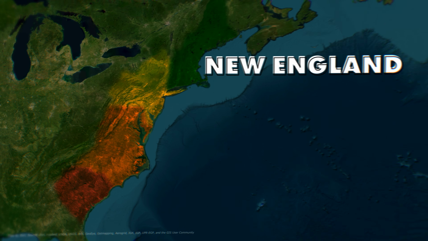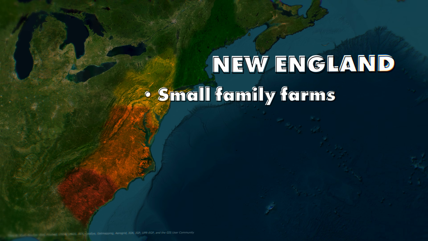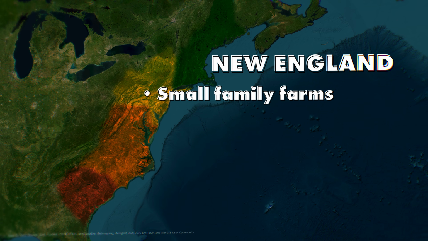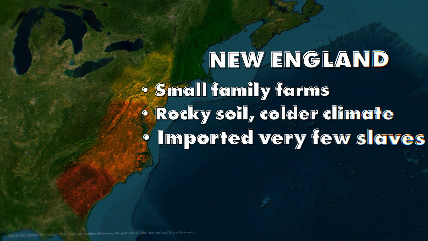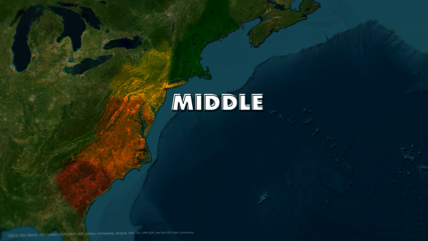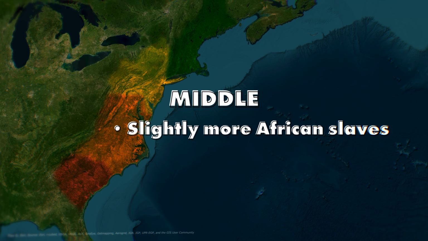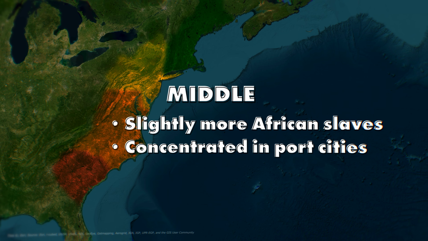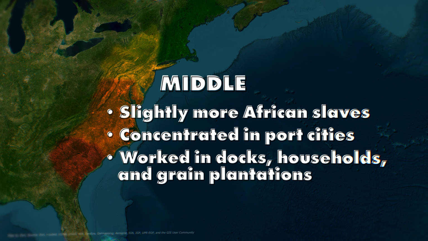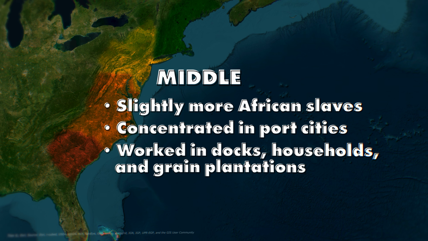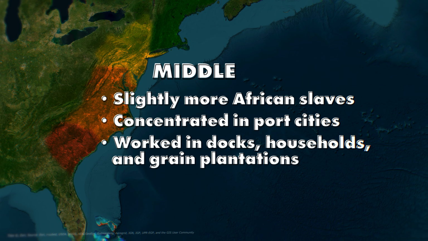So up here in New England, recall that it was mostly made up of small family farms, since that was really all that they could muster given the rocky soil and the colder climate. Therefore, while some enslaved Africans were imported to this region, it was very little by comparison. And then in the middle colonies, there were slightly more enslaved Africans, and they were concentrated mostly in port cities like New York and New Jersey, where they worked in the docks. Additionally, many of the other enslaved Africans in this region worked in households, and still others worked in large grain plantations located in the Hudson River Valley.